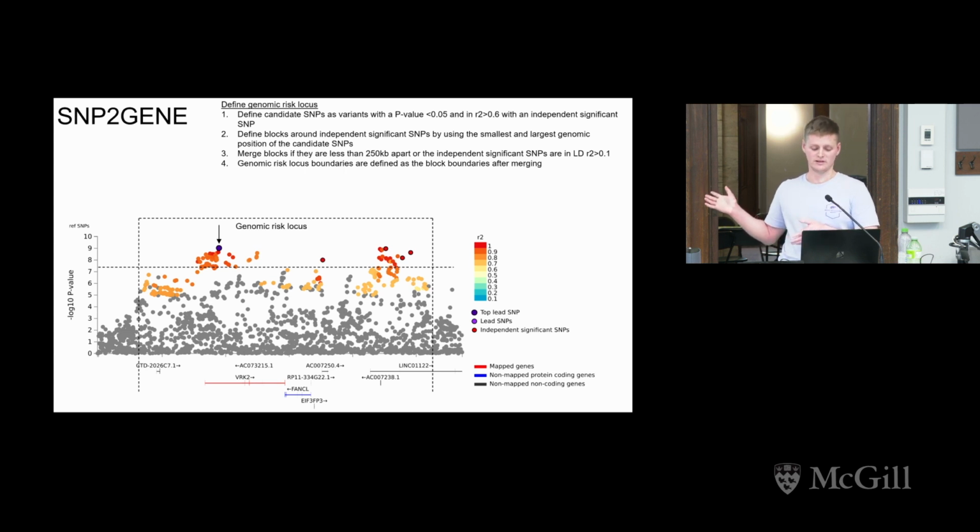So after all of this, you end up with a locus with these boundaries, based on the smallest and largest genomic position of the candidate SNPs of any of the independent significant SNPs that have been merged into this block. So it's a way of defining a window of interest for you, and if you want it to be larger, you could include SNPs that are not nominal, or you change the R² thresholds, basically.